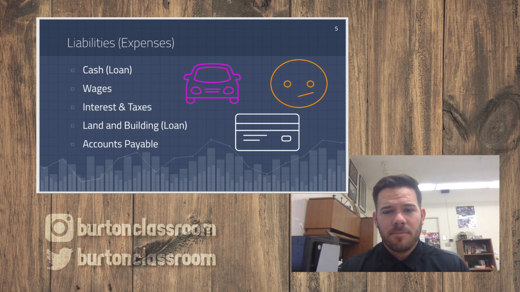And like I said, land and building, if there's a loan, just like I said with cash. So you might have a piece of property, you might have a building that you own, but if you have a loan out on that, that's a liability because you have to pay. No matter what you make, a designated amount has to go to that. And then accounts payable, so utilities, anything like that where you owe someone is what that means.